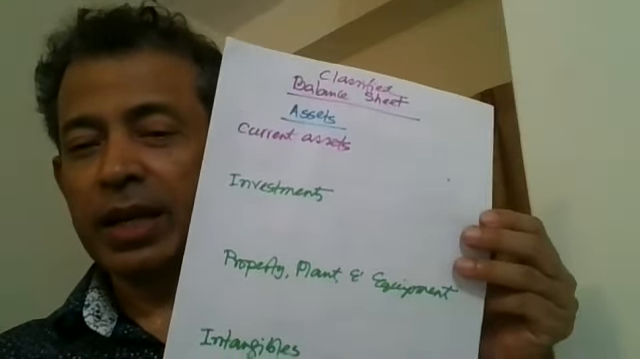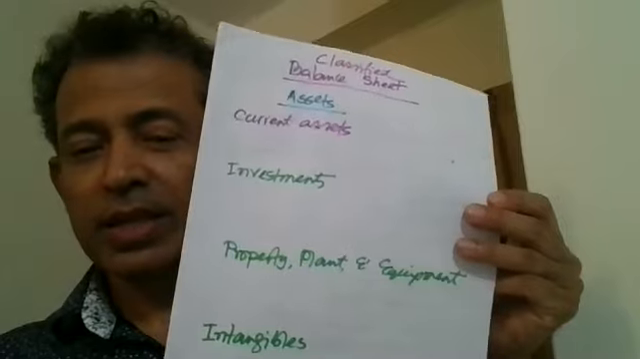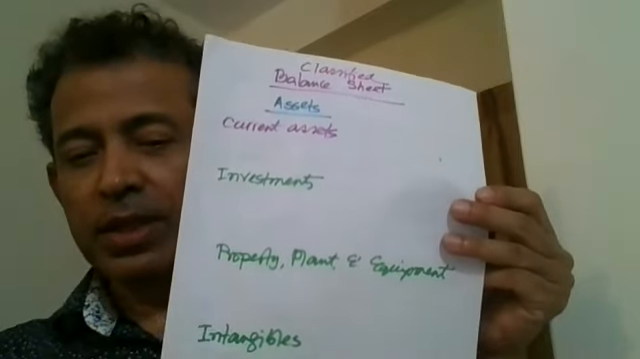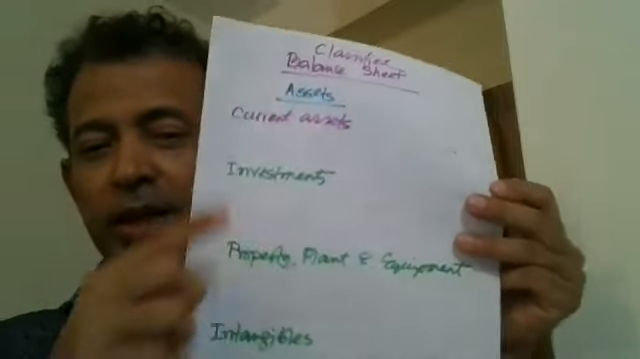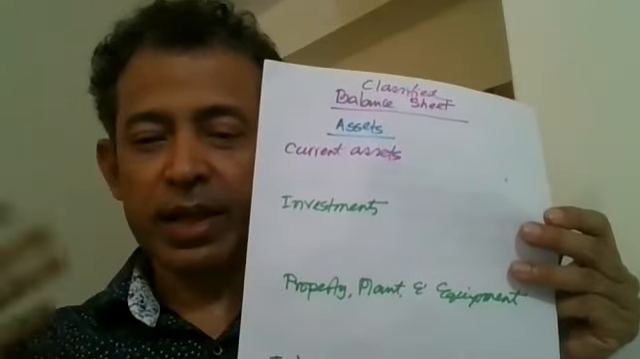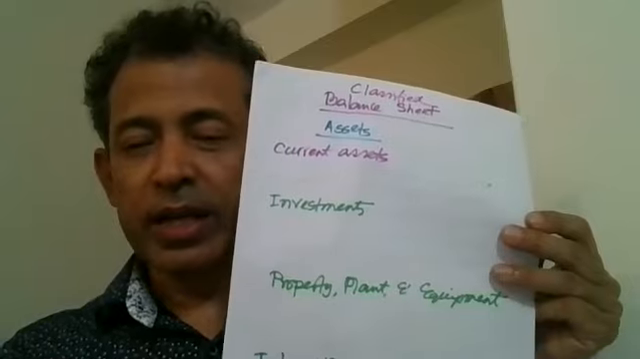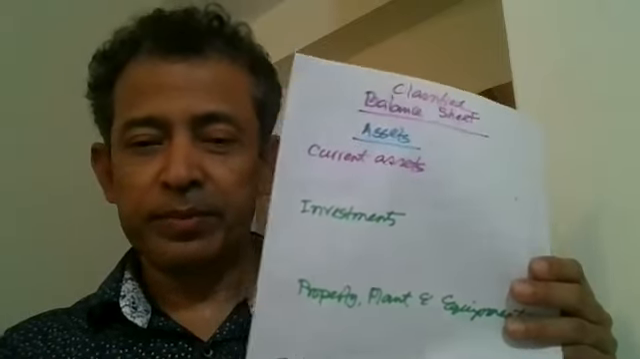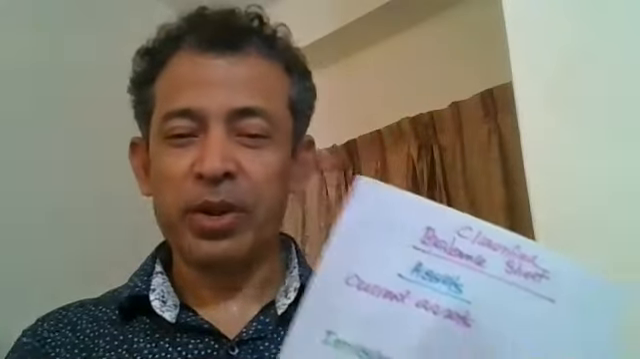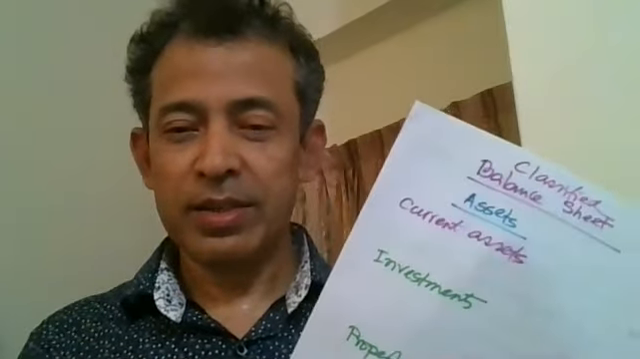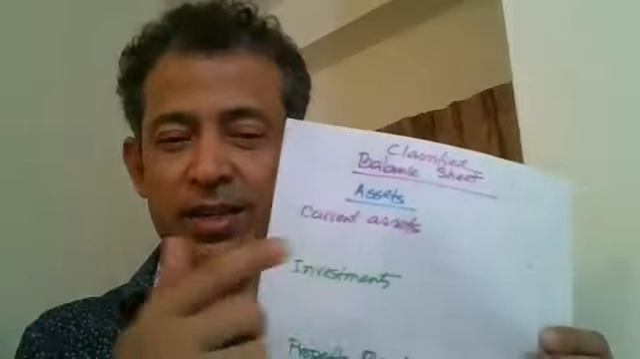This is a classified balance sheet. I just wanted to show the classifications: current assets, investments, PPE, and intangibles. So I call it CIPI. Current assets, all current assets, cash in hand, cash at bank, even restricted cash. So when you go to intermediate accounting, you're going to see different forms of cash. Restricted cash also comes here.